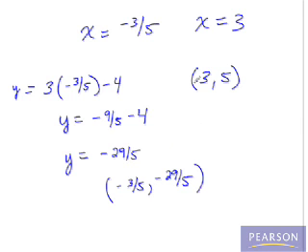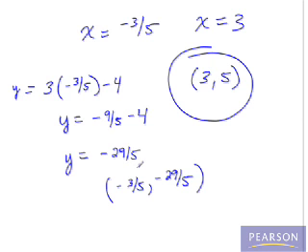So our two solutions are (3, 5) and (negative 3/5, negative 29/5).